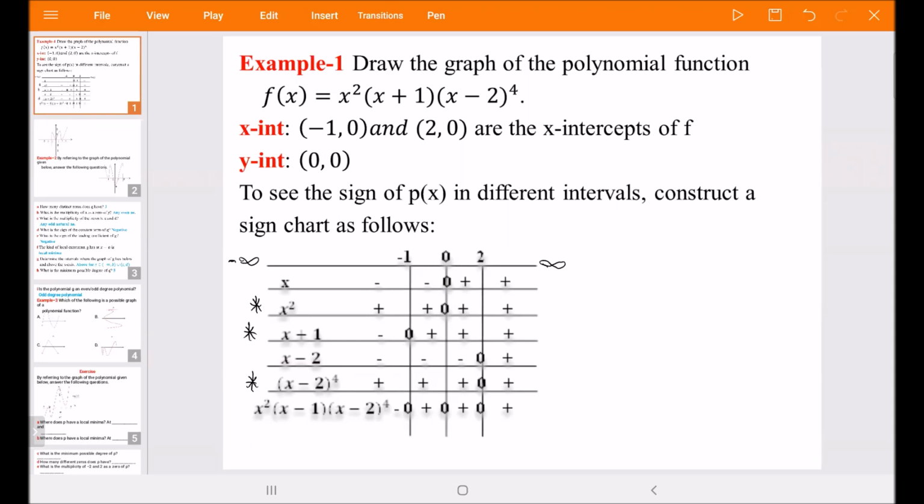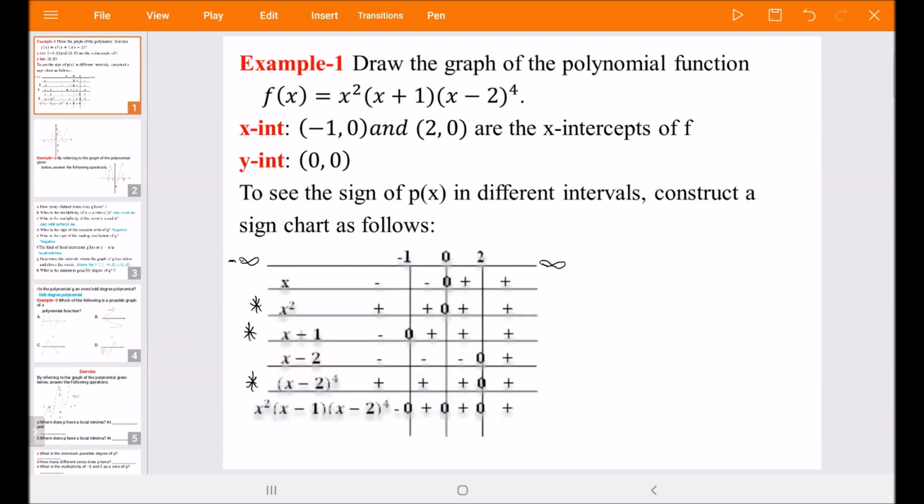Now, (x minus 2) to the power of 4. Remember here, a negative number raised to an even exponent is positive. You obviously know that a positive number raised to an even or an odd exponent always produces a positive number. So (x minus 2) to the power of 4 at x equal to 2 is 0, and everywhere else it is positive. Therefore, the sign of (x minus 2) to the power of 4 is positive everywhere, and at x equal to 2 it is 0.